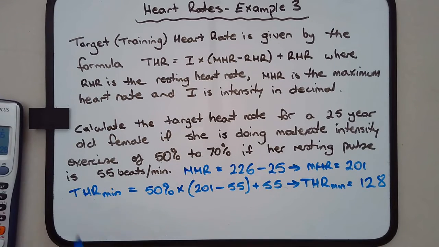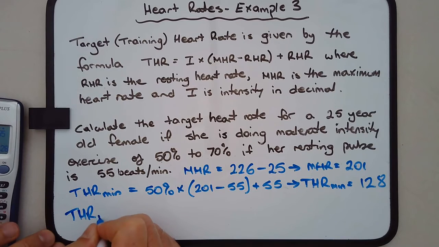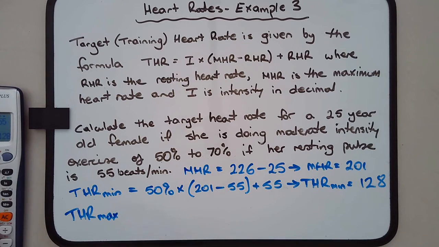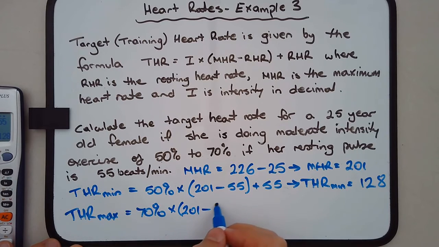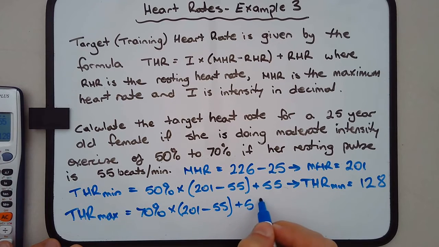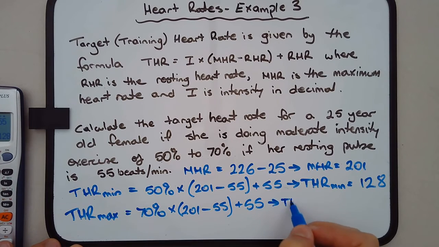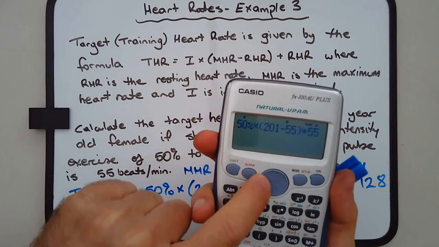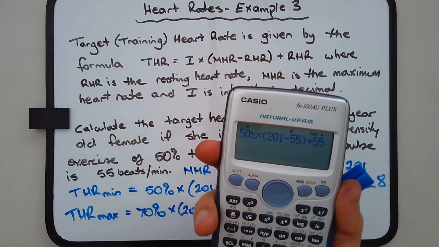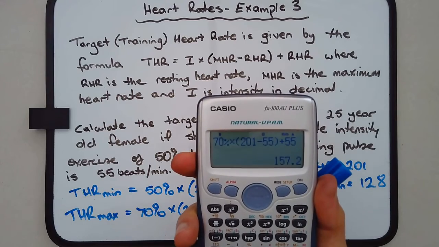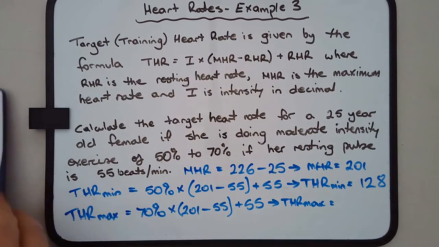Now THR max is equal to, it's the same formula except we're changing the 50% to 70%, so that's going to be 70% times 201 minus 55 in brackets, plus 55. And THR max is equal to, rather than typing it all out again, you can just scroll back, change the 5 into a 7, and we get 157.2.